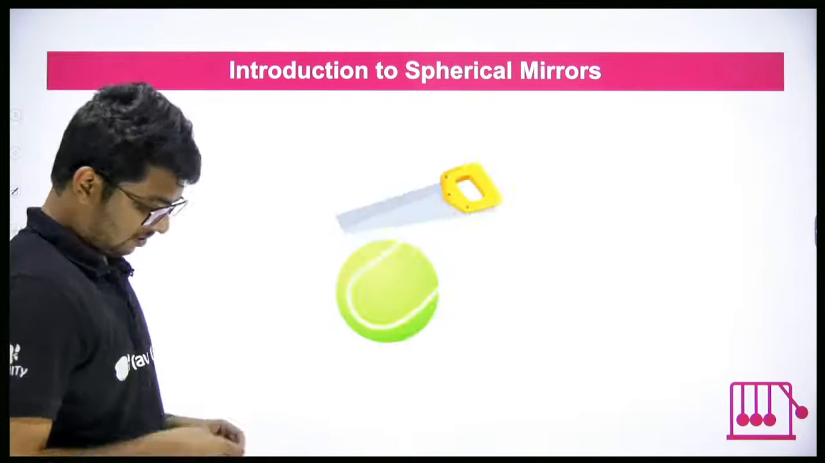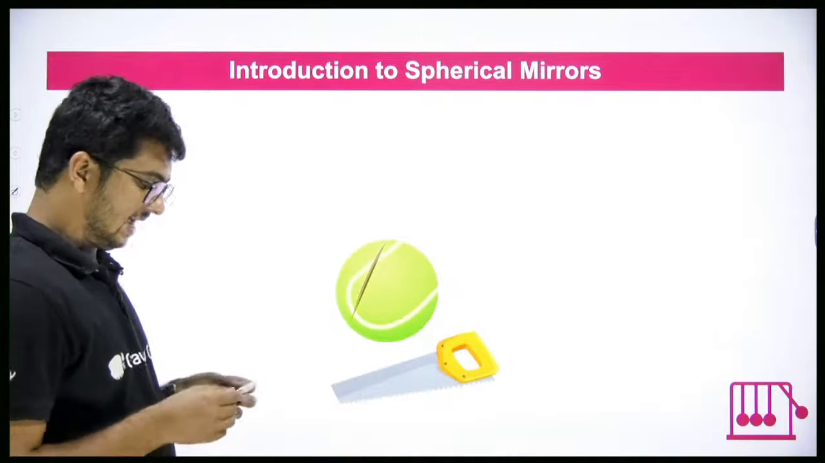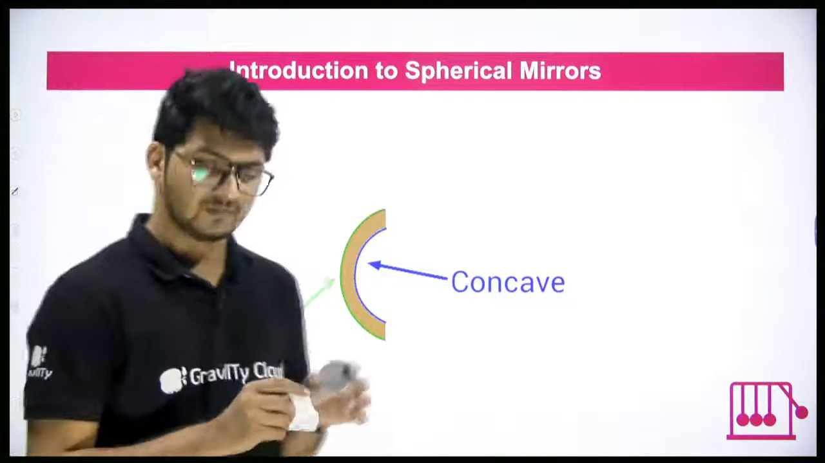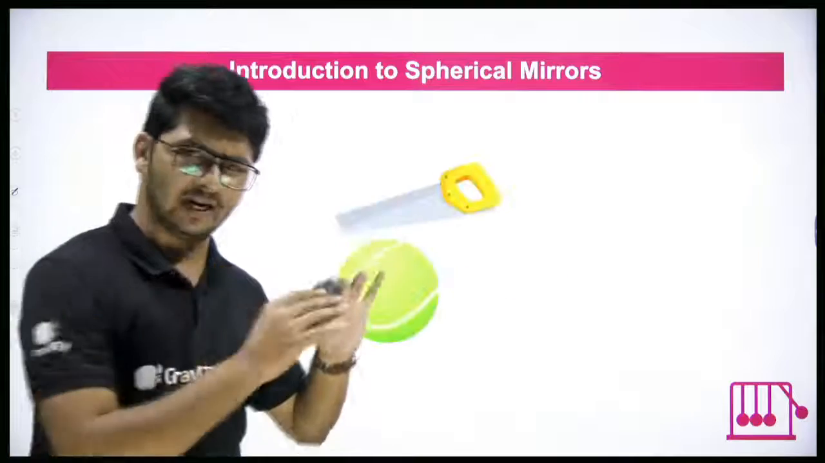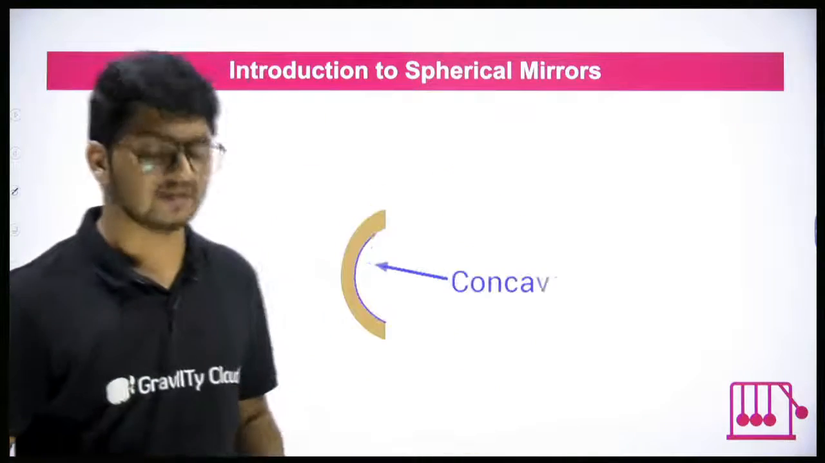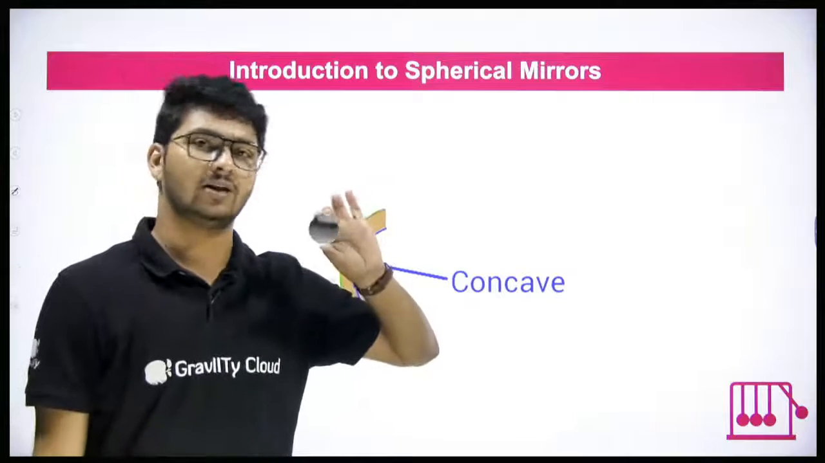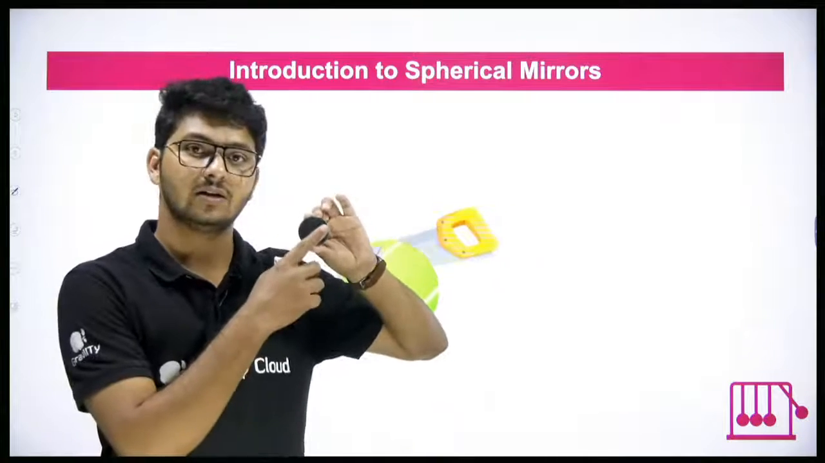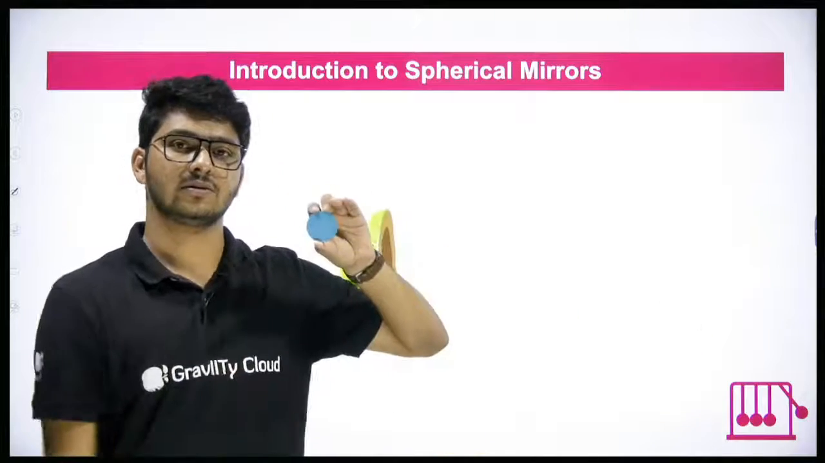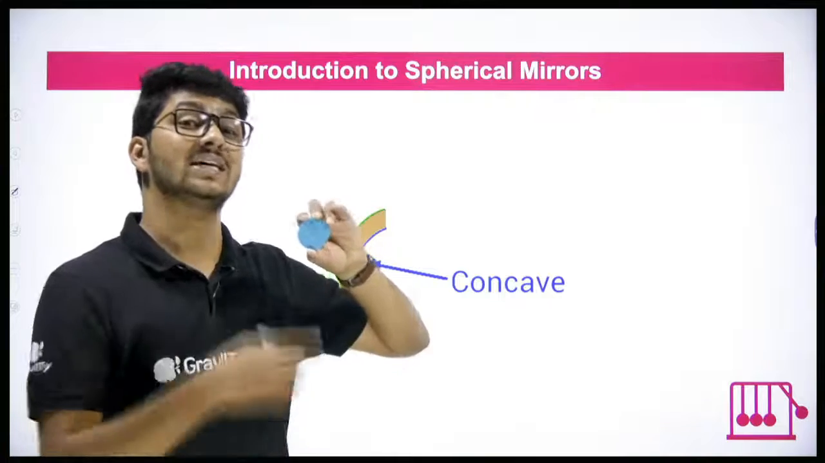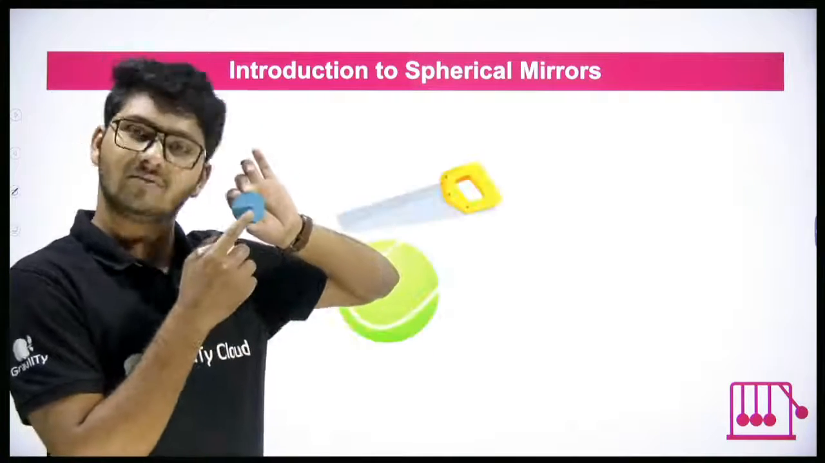Mirrors. Now I have a concave mirror in my hand. Obviously you will not be able to notice it because it's very small. You can notice that this is the mirror. Look at the other side. Nothing, it's just paint. So we say that it is silvered. This is the silvered side.